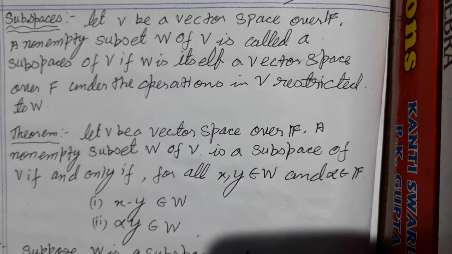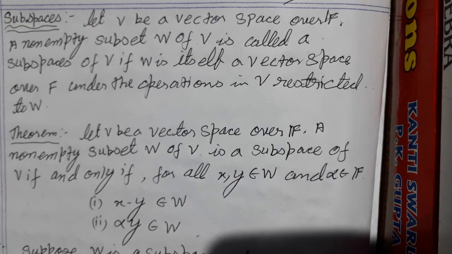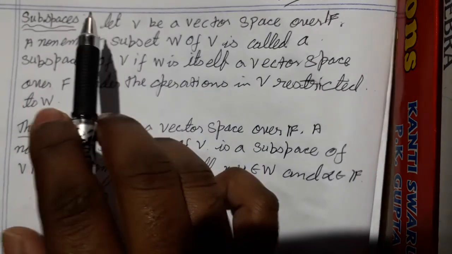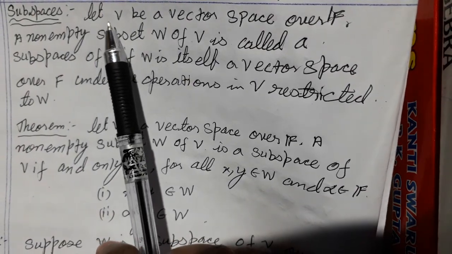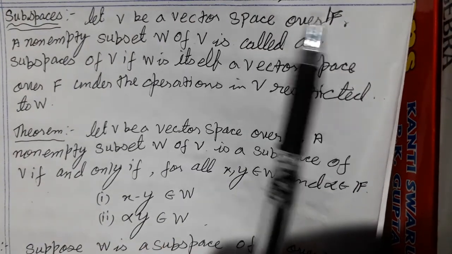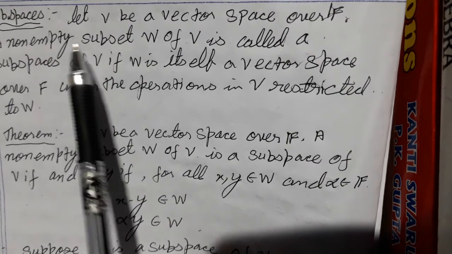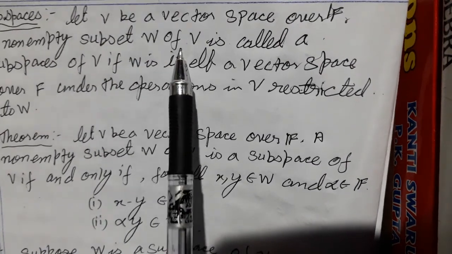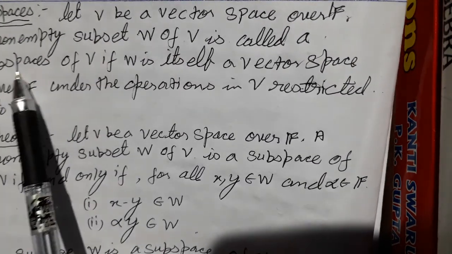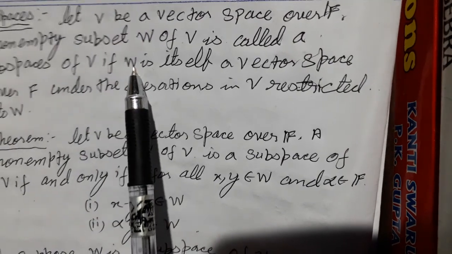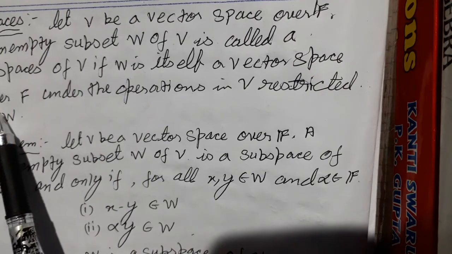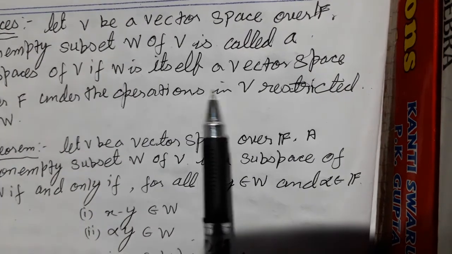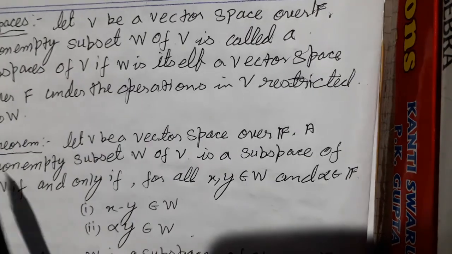In this video, I'm going to explain what a subspace of a vector space is. Okay, so this is the definition of a subspace. Let V be a vector space over F. A non-empty subset W of V is called a subspace of V if W is itself a vector space over F under the operation in V restricted to W.